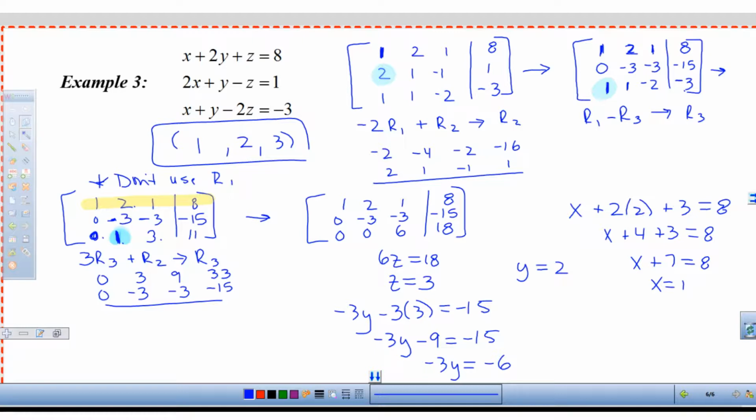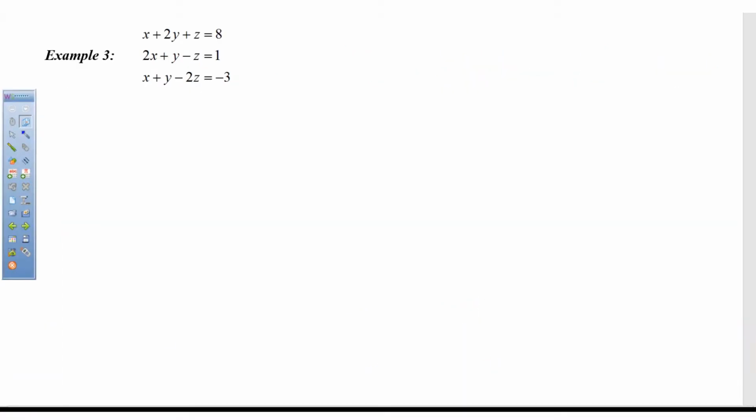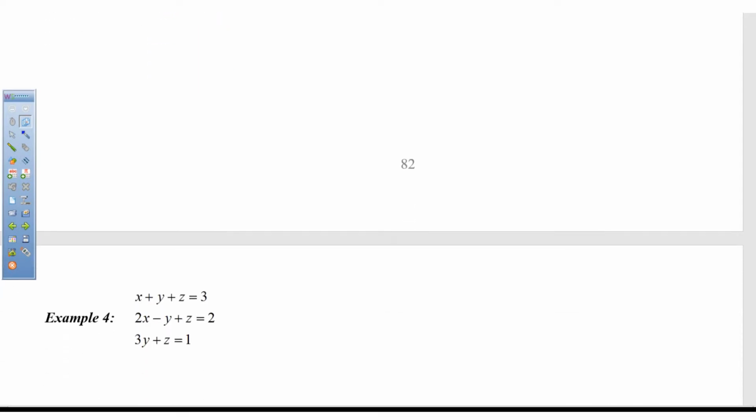This is all we're doing today. We're going to take baby steps, okay? This is all we're doing. We're just going to keep going through these, okay? Let's do another one.